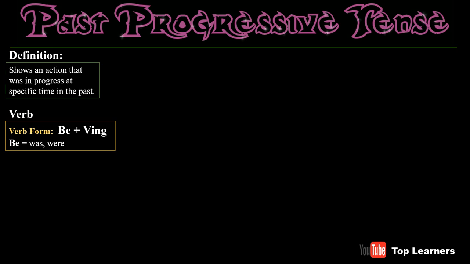As you know, was is used for singular subjects like I, he, she, it, and singular nouns. And we use were for plural subjects like we, you, they, and plural nouns.